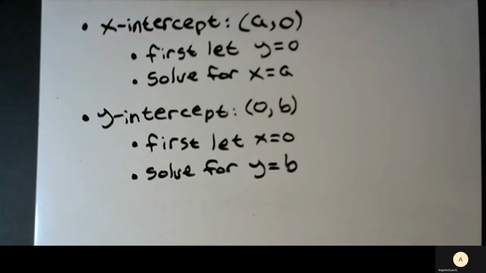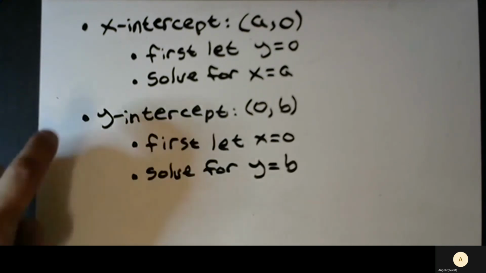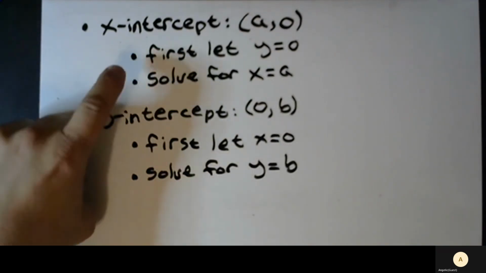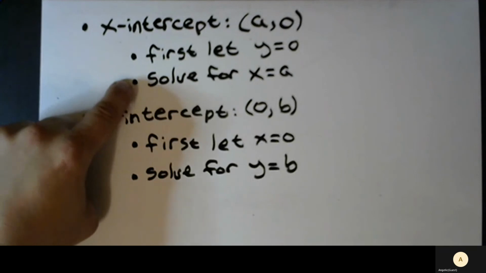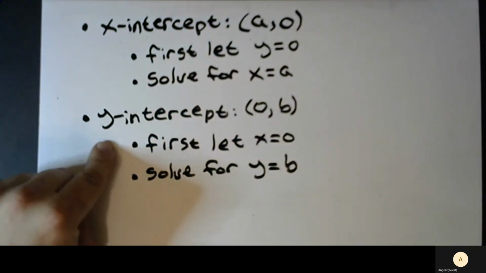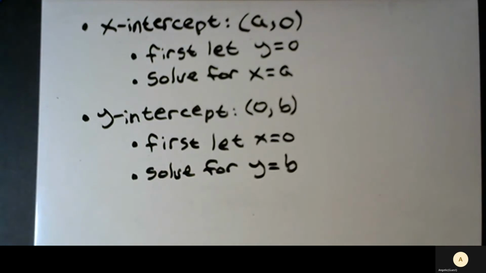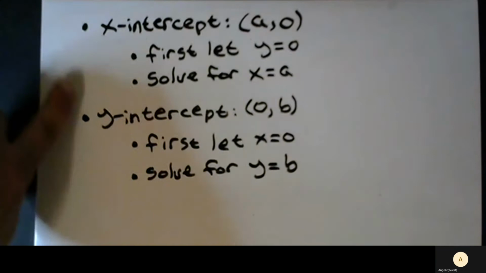So we're going to work with an example here. We're going to go through and find an x-intercept and a y-intercept for a linear function. But this is how we're going to do it. For the x-intercept, we'll let y be 0, and then we solve for x equals a. For the y-intercept, we'll let x be 0, and solve for y equals b. So any questions about that before we bring these to life?